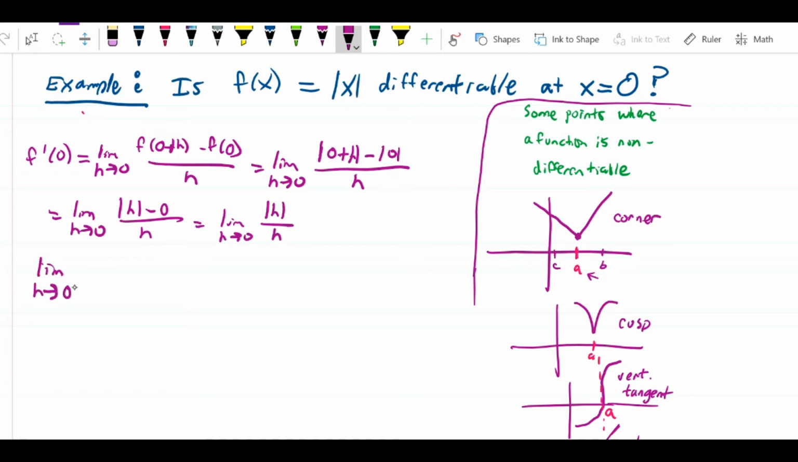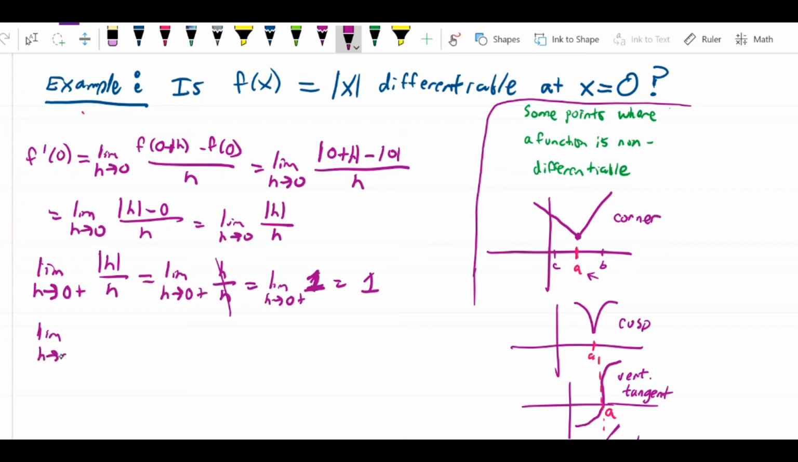Let's do the limit as h approaches 0 plus of absolute h over h. Well, for positive values of h, the absolute value of h is just going to be equal to h. So this can be the limit as h approaches 0 plus of h over h. Those cancel, giving us the limit as h approaches 0 plus of just the constant 1, which equals 1. Now let's do the left side.